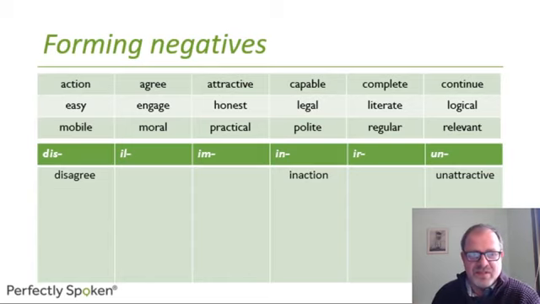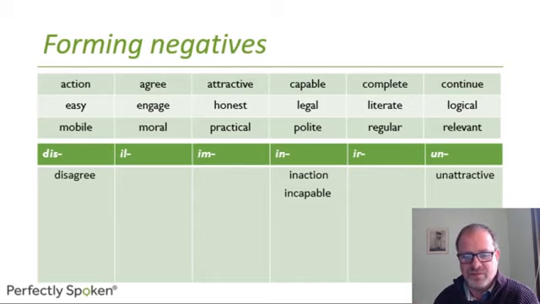Okay, capable means being able to do something. So not being able to do something is incapable. He's incapable of telling a lie, for example. He always tells the truth. He's incapable. It's against his nature to do it. He's incapable. Complete, the negative of complete.